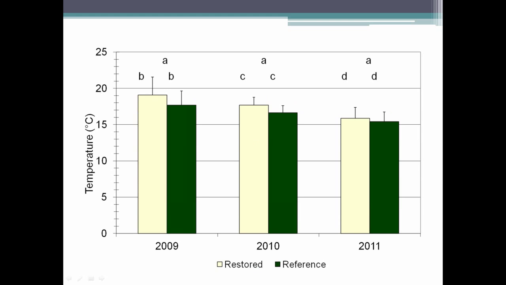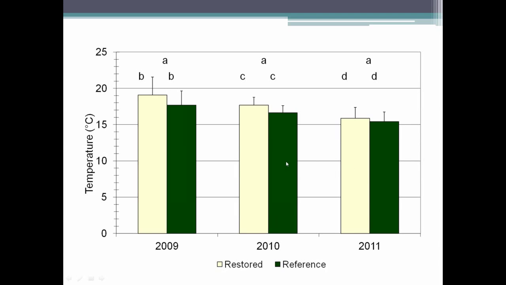When we plot out an average of the mean daily temperature, we see a couple of things. First off, that the restored sites here in the lighter colored bars were consistently warmer than the reference site, both before restoration and even after restoration, and that there was significant difference between years. So as the years progressed, we actually were getting cooler.